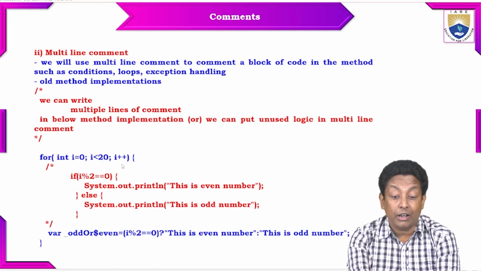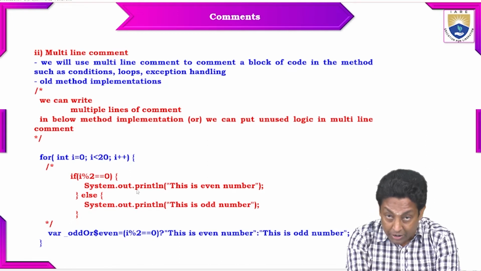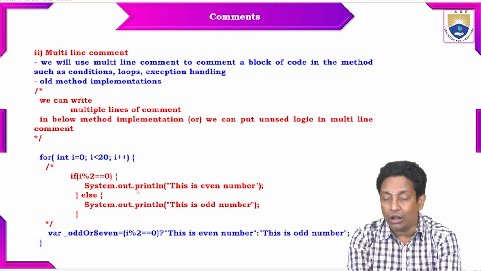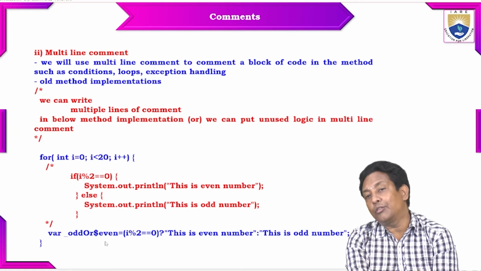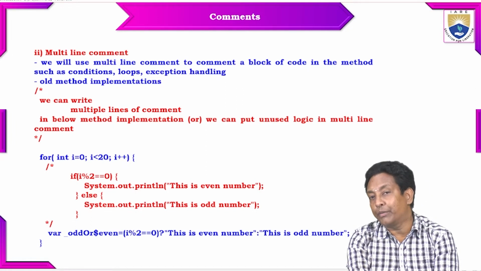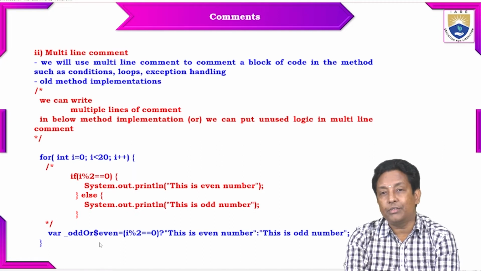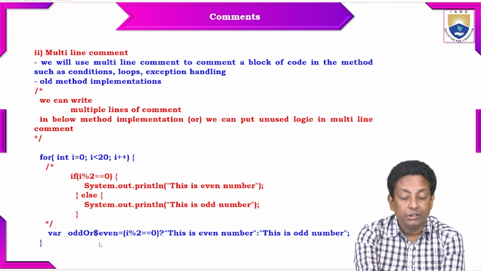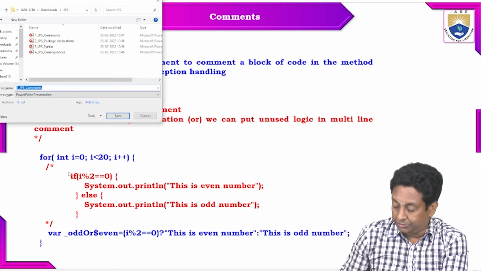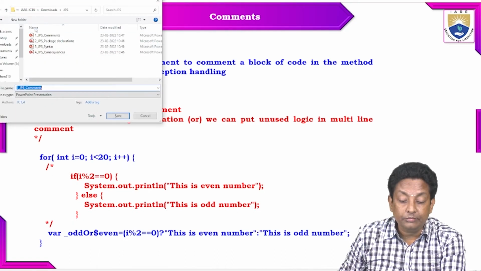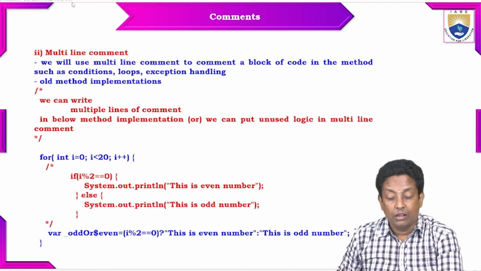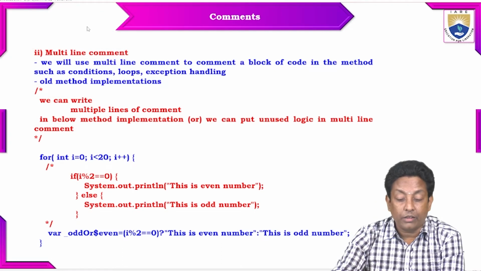And instead of writing 5 lines of code to determine whether an integer variable is even or odd, we have written a single line of code, a single statement. So how do you comment the previous code? We commented the previous code using a multi-line comment, slash star, star slash. Right? Next, coming to the next slide.